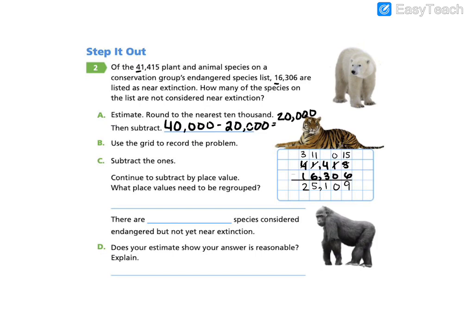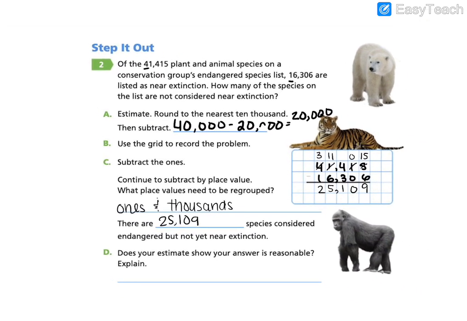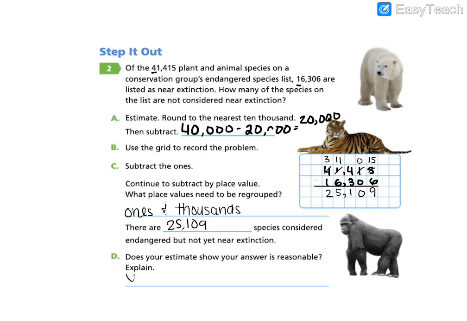It asks us which place values needed to be regrouped. We regrouped the ones place and the thousands place. What's the number of species that are considered in danger but not yet near extinction? 25,109. And does your estimate show your answer is reasonable? Yes. And why? 25,109 is close to our estimate of 20,000.